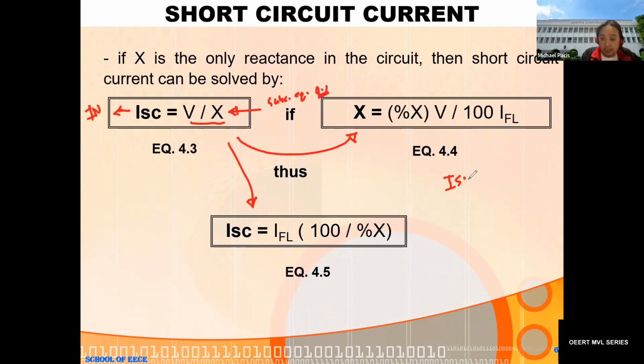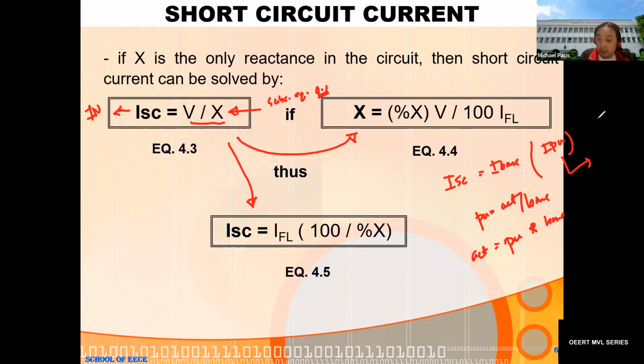Now, please take note, the ISC here is in actual terms, which is equal to I base, I full load. And please take note, the 100 over percentage X here is based on IPU, right? If you can still recall, to get per unit from actual, you divide it by base. To get the actual, you need to multiply per unit by base. So in this case, ito dapat is I per unit, right? Because that is current. But IPU here has a formula kanina. This is your Norton current, short circuit, VTH over XTH per unit, right? It must be the same thing in per unit.